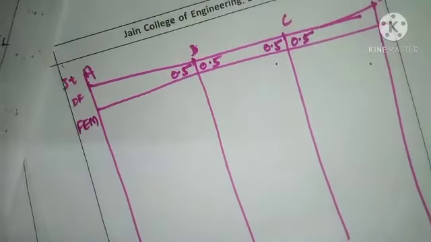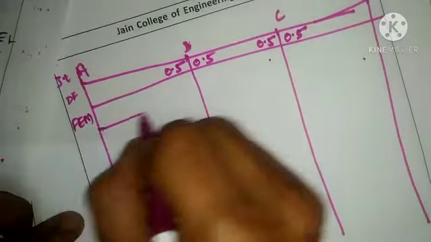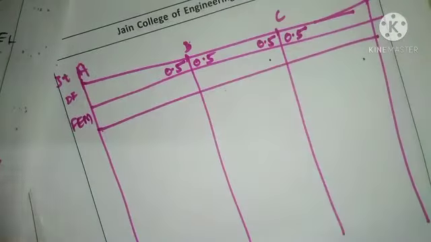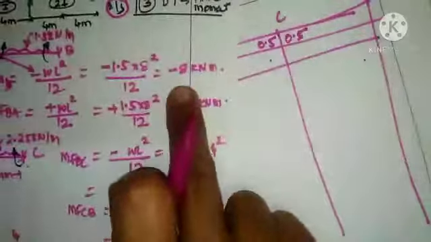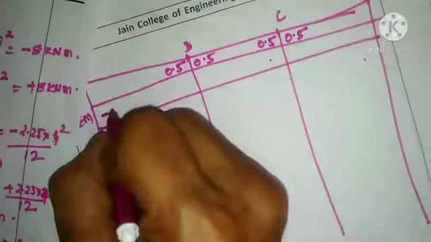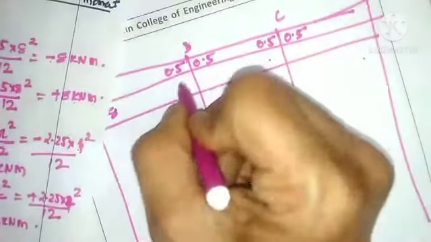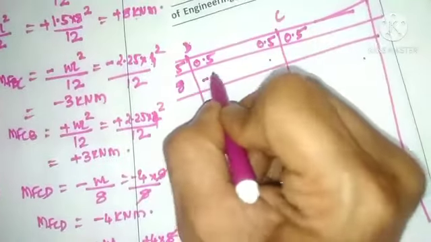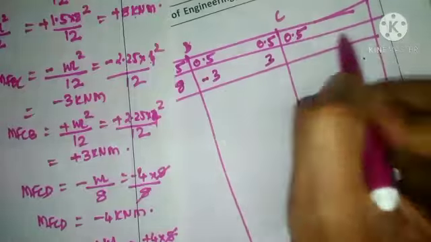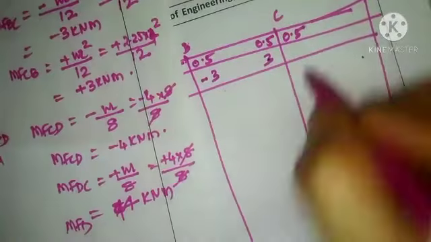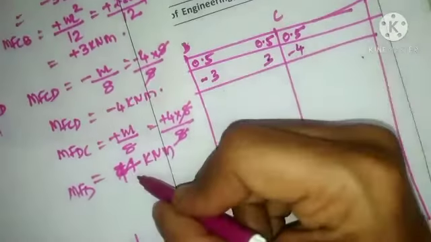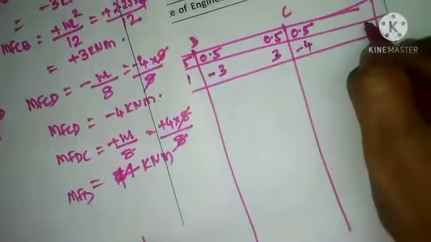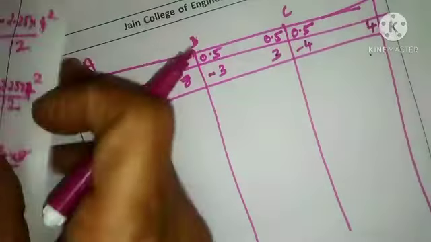Next is the fixed end moments. The fixed end moments that have been calculated here: AB is minus 8, so write the value here as minus 8. BA is plus 8. BC is minus 3. And CB is plus 3. CD is minus 4. And DC is plus 4. So these are the values that we have now.